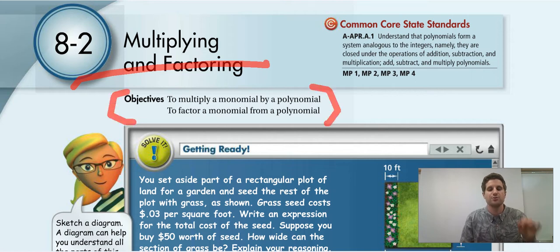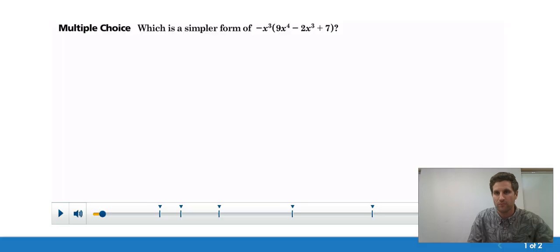Our objective today is to multiply a monomial, that's a single term, by a polynomial, that's multiple terms. And we're also going to look at factoring a monomial from a polynomial. Okay, so let's go ahead and get into it. We're going to jump into an example.